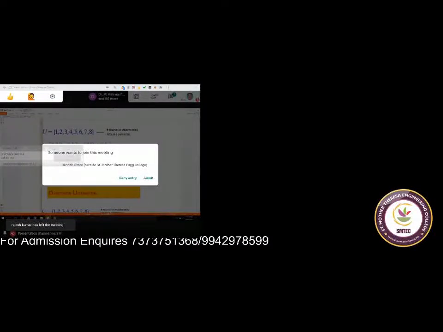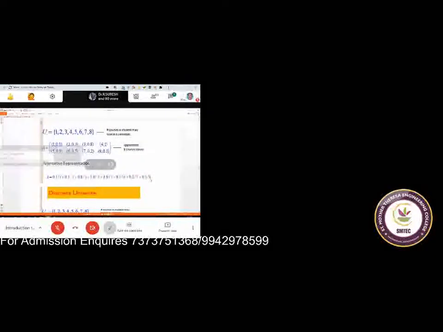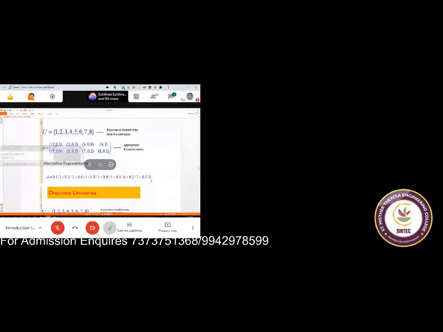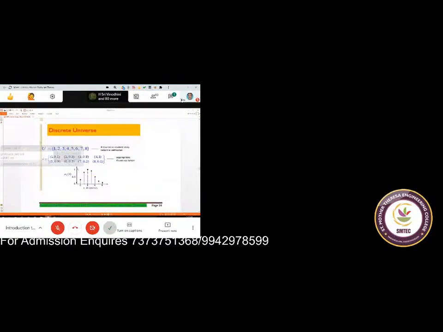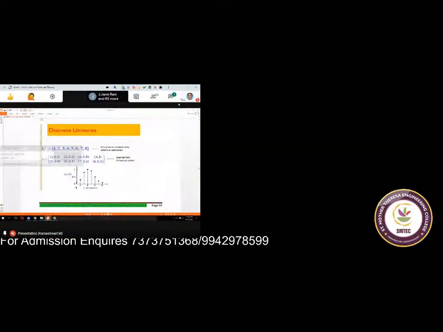of this representation is to keep all these members from the universal collection in the denominator and the corresponding membership value in the numerator, which we have seen already. This is the diagrammatic representation. It will result in this way. Since our universe is discrete, while representing diagrammatically, you take the members of the universe on the x-axis and values 0 to 1 on the y-axis. That means we assign the membership value against each member in the universe, represented on the y-axis.